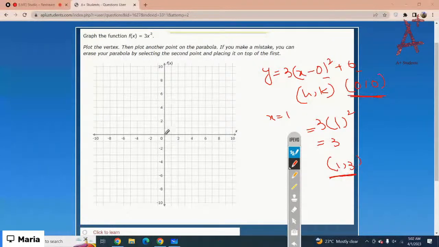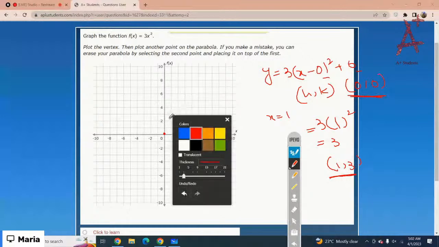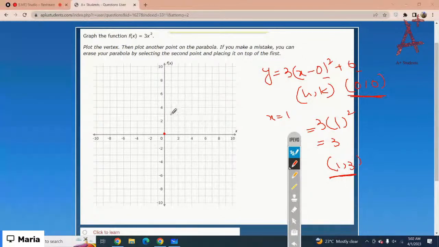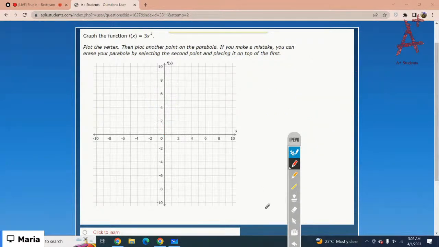Here you have 0, 0. x is 1, y is 3. So basically these are the 2 points. You can just join these 2 points and form the parabola. It looks like this. Got it? This is the parabola. Okay, you have to click to learn.